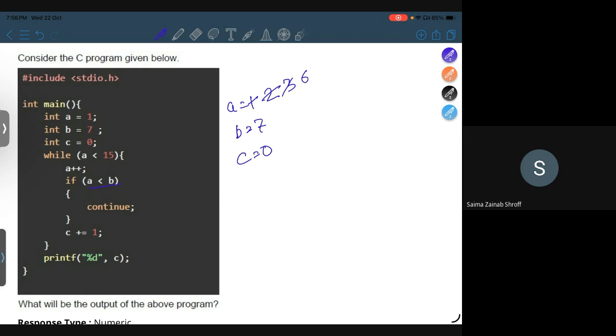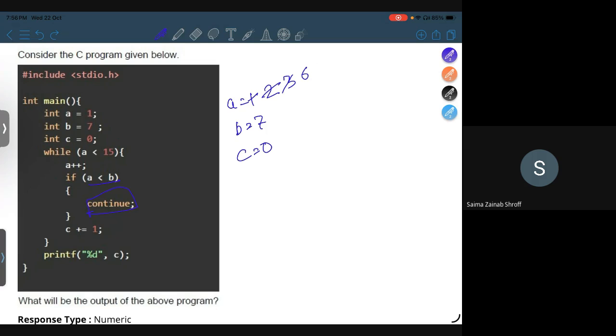Let's go until 6. Yeah, 6 is less than 7, so continue. Now it will become 7. Now this condition will fail. So it will add C here. Now for every iteration it runs, it will add. So 7, 8, 9, 10, 11, 12, 13, 14. These many values.